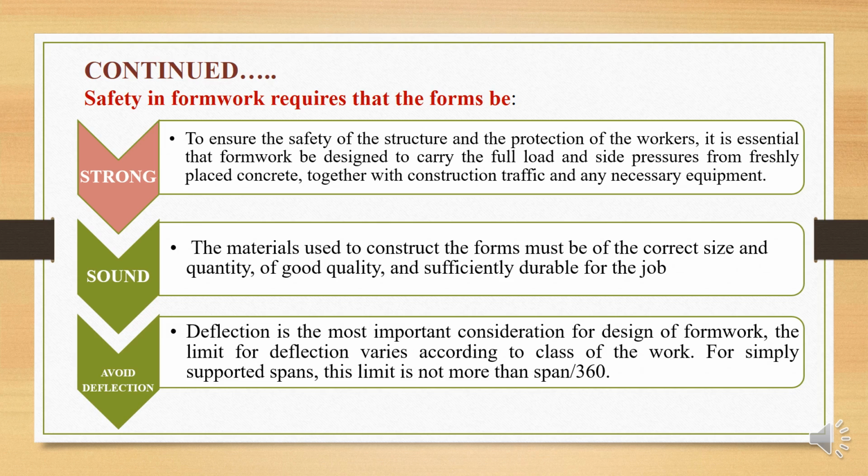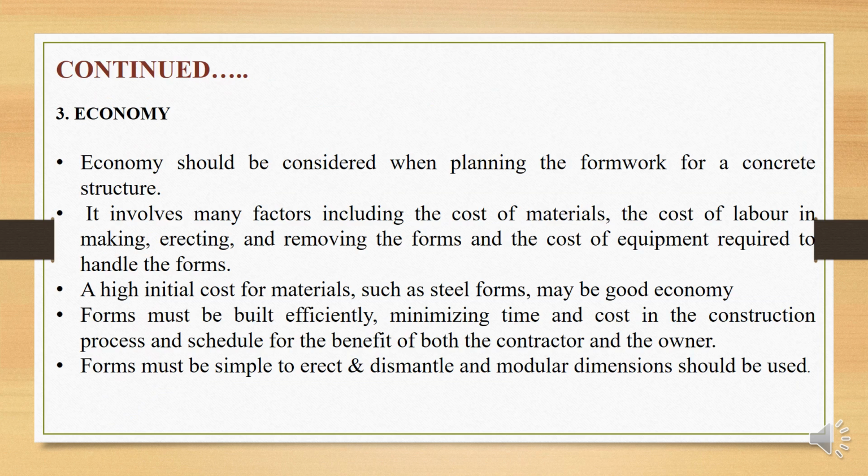The material used to construct the forms must be of correct size and quantity, of good quality and sufficiently durable for the job. Then, avoid deflection. Deflection is the most important consideration for design of formwork. The limit for deflection varies according to the class of work. For a simply supported span, the limit is not more than span by 360.